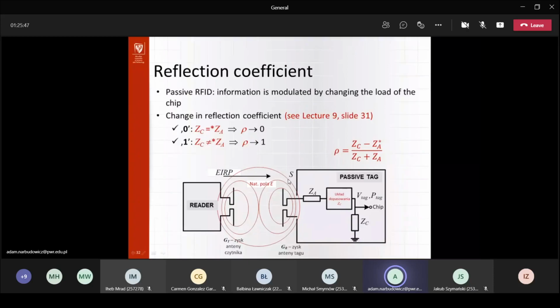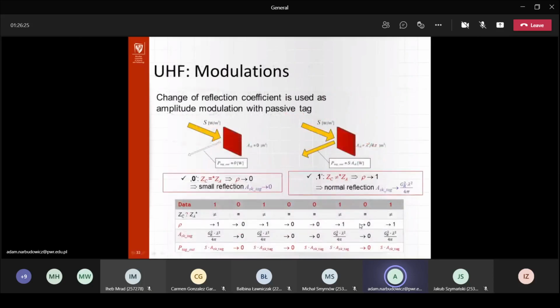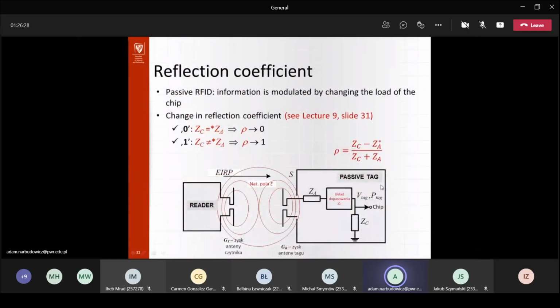Basically we have a reader, and the tag is typically constructed like this. We have here the antenna of the tag, and some matching circuit with the load. ZA is the antenna impedance, and ZC is the characteristic impedance of the chip. There's typically a matching circuit designed to accept the maximum possible amount of energy for powering the chip. And here you can see the chip itself. So how does it work?